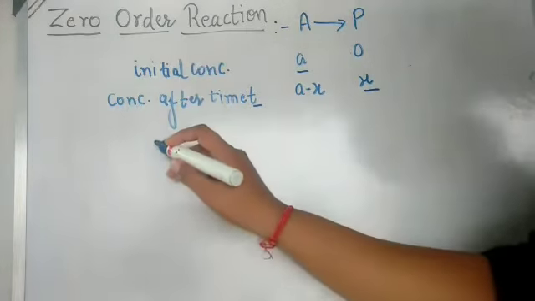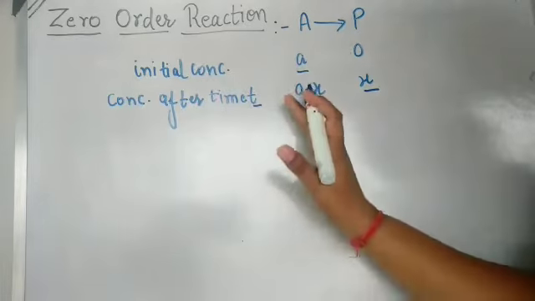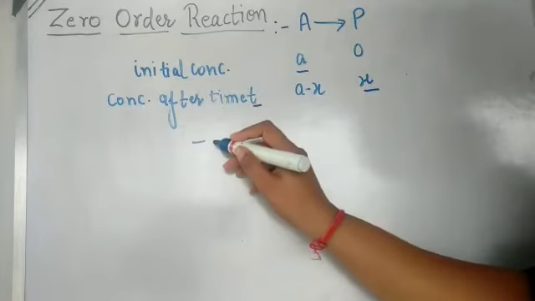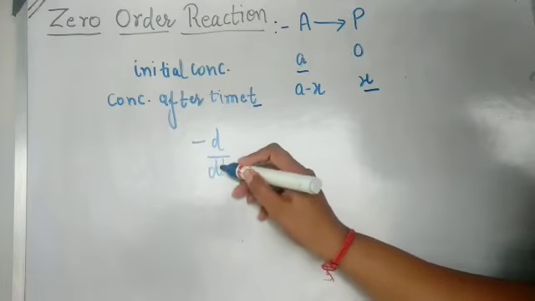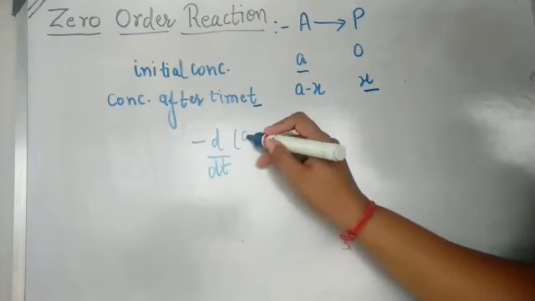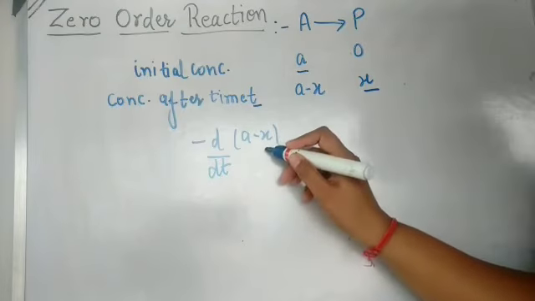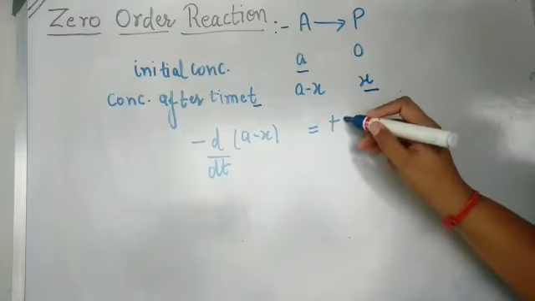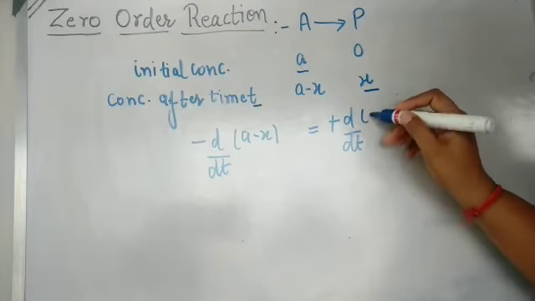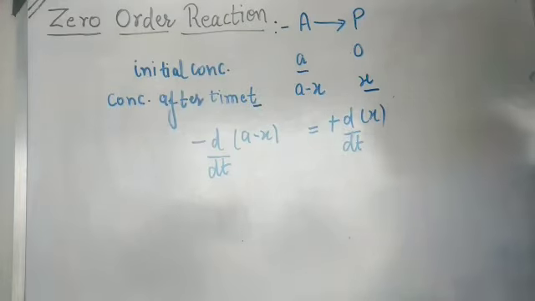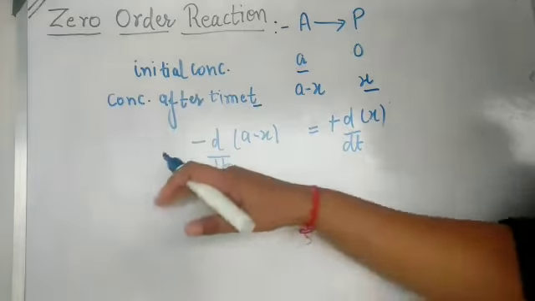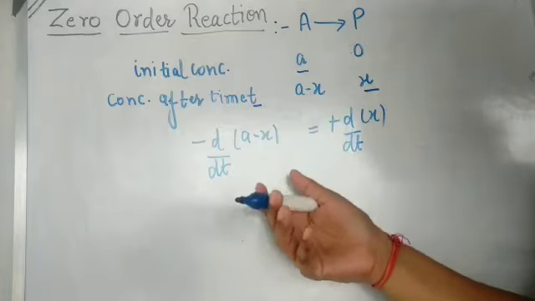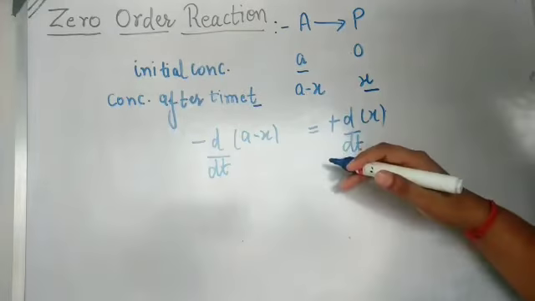Now, if you want to write the rate for the reactant and product, then in my last video also I told you, for the reactants generally we write in this way, minus d by dt of reactant concentration. This is in terms of reactant, and in terms of product you can write plus d by dt of concentration of your product X, right? So this is the way of writing the rate for the reactant and product.